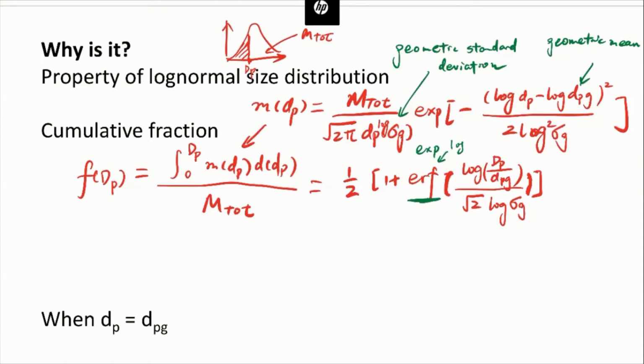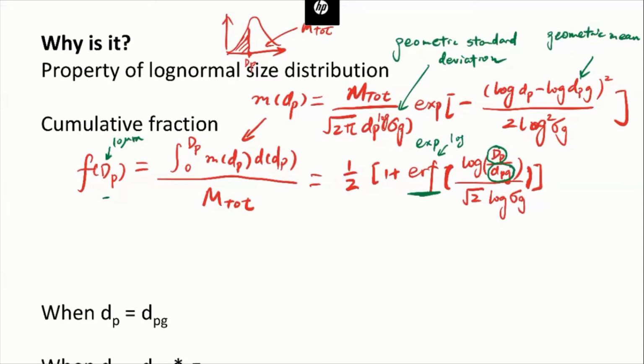So now you can see that the cumulative mass fraction depends on 3 parameters. It depends on the size we're interested in. Let's say if we want to calculate the cumulative mass fraction up to 10 microns, then this capital Dp will just be 10 microns. So this is the size that we're interested in. It also depends on the geometric mean and the geometric standard deviation. So it depends on these 3 values here.